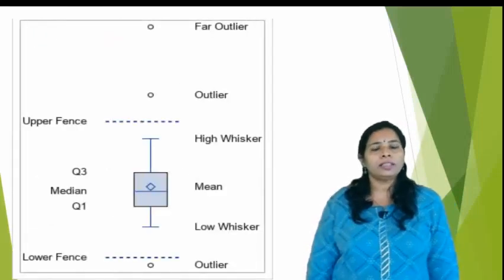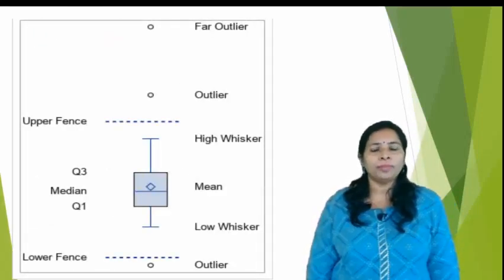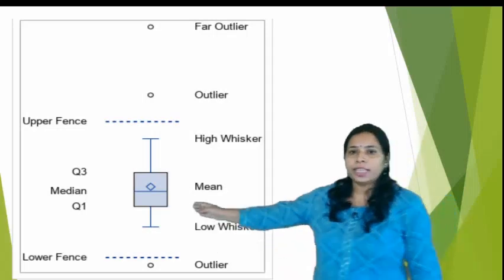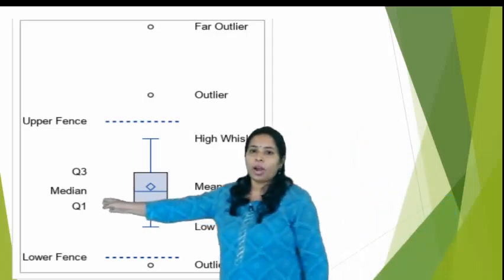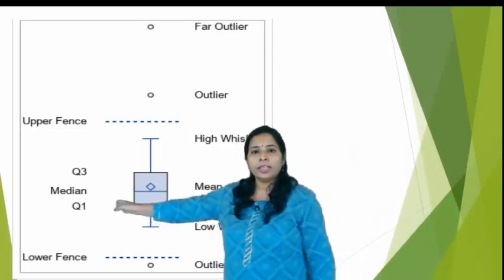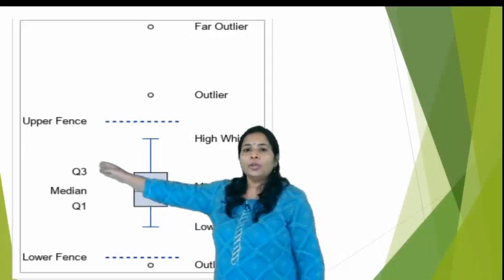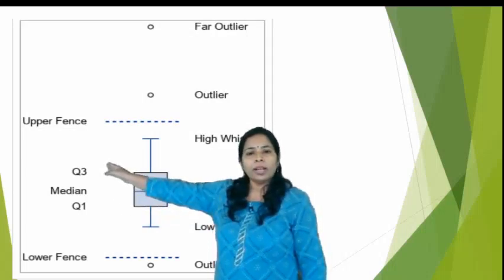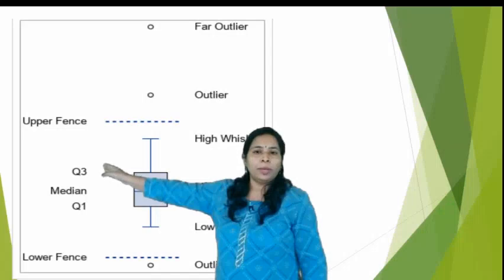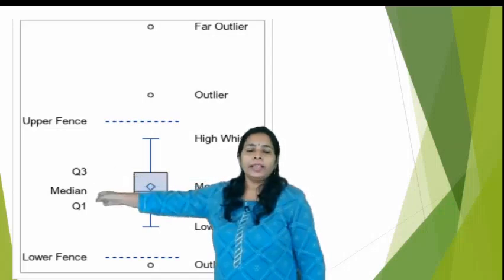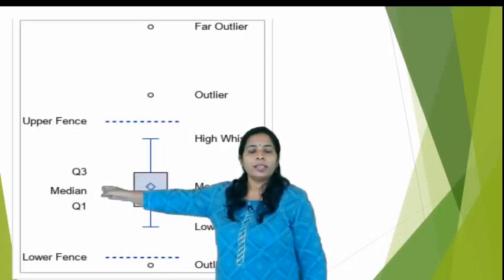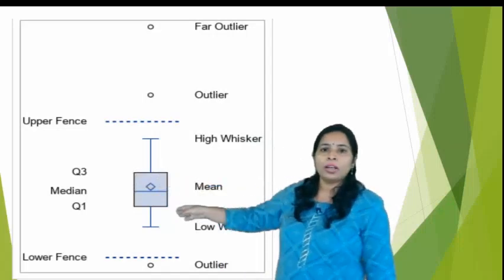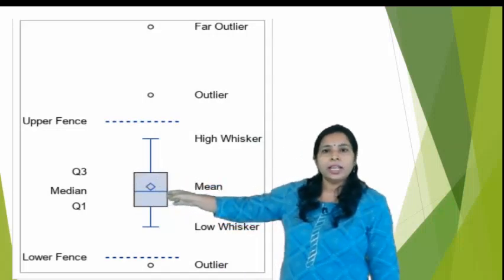Now, let us discuss one sample box plot. In this box plot, you can see that Q1 is called the first quartile, that is also the lower quartile. Q3 is called the upper quartile, and the median is also called Q2. This is one box, this line is the median line, and the median line divides this box into 2 parts.